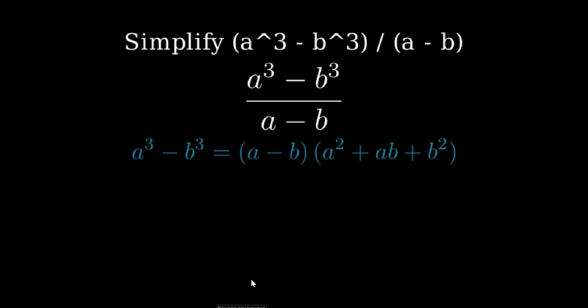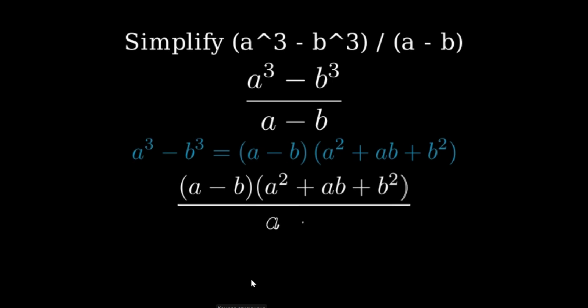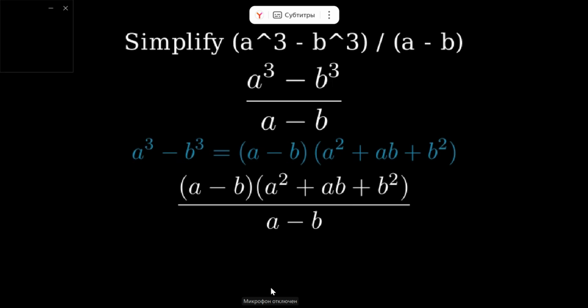Now, apply that identity to the numerator of our fraction. We get (a minus b) times (a squared plus ab plus b squared), all over a minus b. Because the factor a minus b appears in both the numerator and the denominator, we can cancel it as long as a is not equal to b.